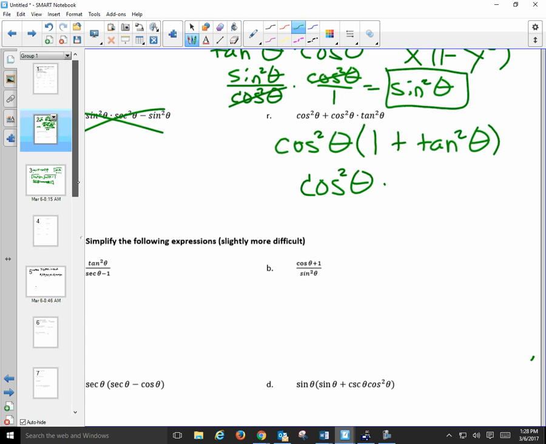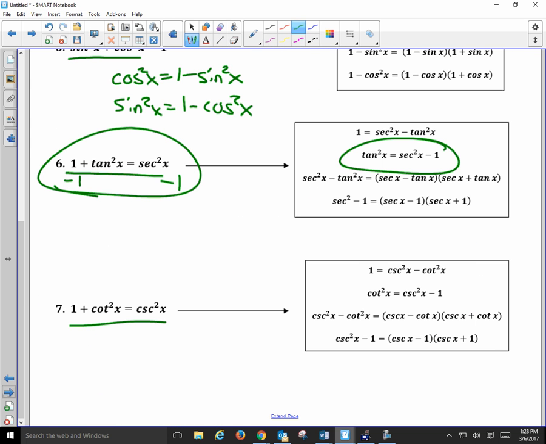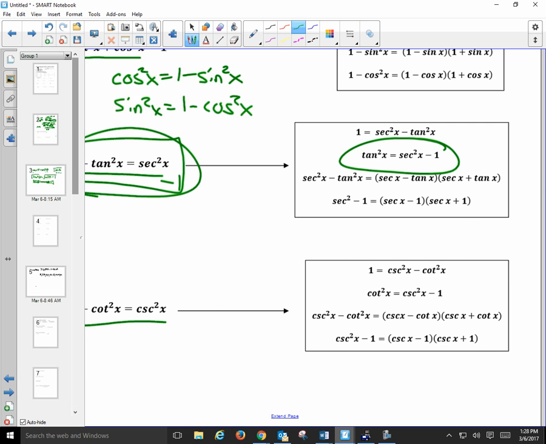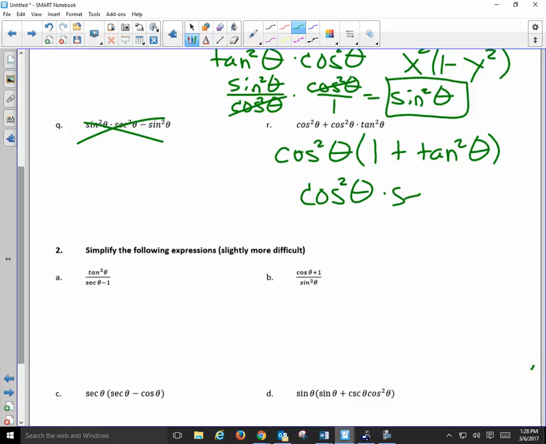Yeah, it's kind of staring you right in the face, isn't it? It's right here. There's problem number 6, or equation number 6. 1 plus tangent squared is secant squared. There's the formula. What's the relationship between cosine and secant? They're reciprocals. If you multiply reciprocals, you get 1.